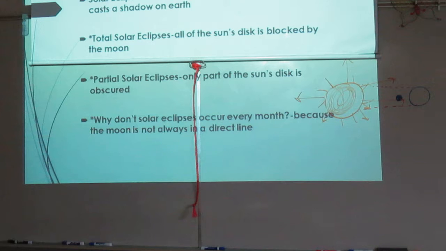Like I said before, solar eclipses do not happen every month because our moon is not directly lined up with the Earth. Unlike if you were on other planets where there's no tilted axis for it to turn at, they would happen quite often.